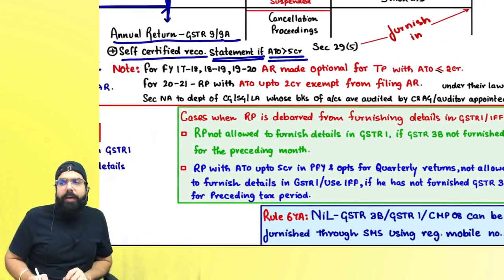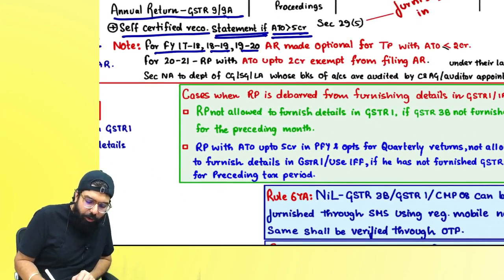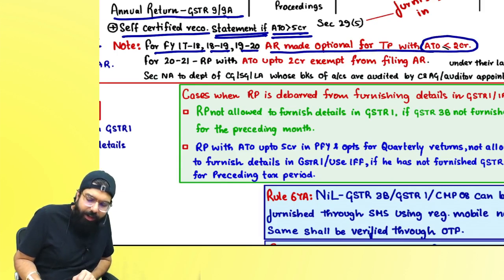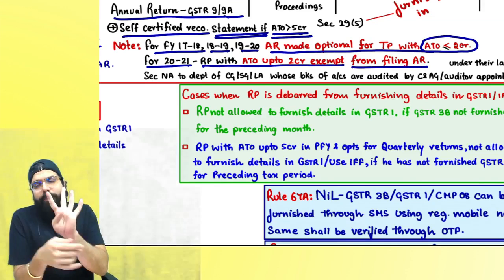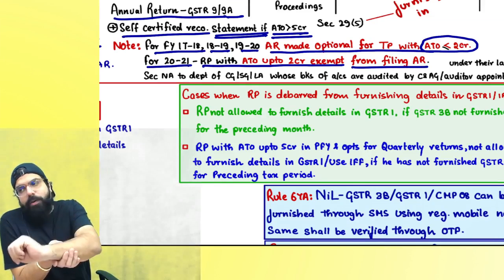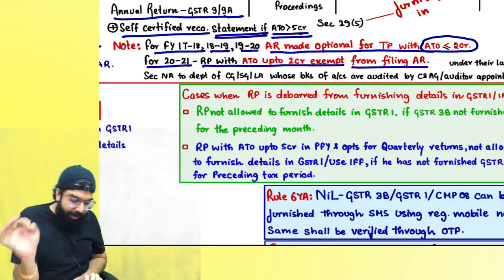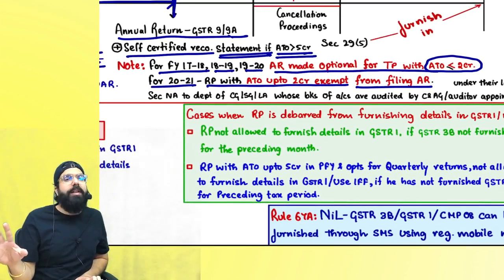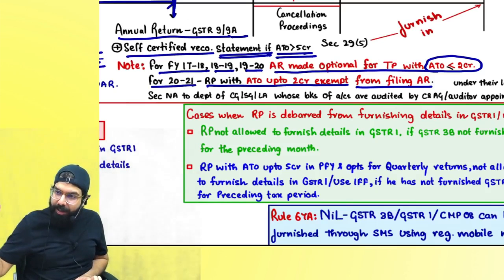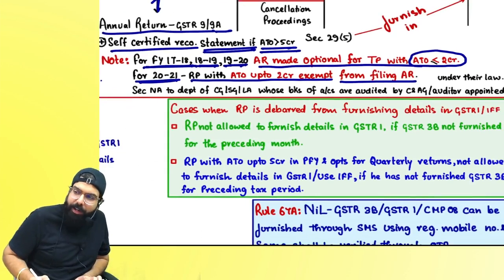Are we clear everyone? Earlier, they had told everyone that for the years 17-18, 18-19, 19-20, annual return was made optional if your turnover is less than or equal to 2 crore, and for 2021, registered persons with aggregate turnover up to 2 crore were exempted from filing annual return. It means for 17-18, 18-19, 19-20 and 2021, if your turnover is up to 2 crore rupees, annual return is not required. Sir, for 21-22, have they told anything? No sir. It means every registered person is required to file their annual return without any limit, because this exemption was only given for 17-18, 18-19, 19-20 and 20-21.